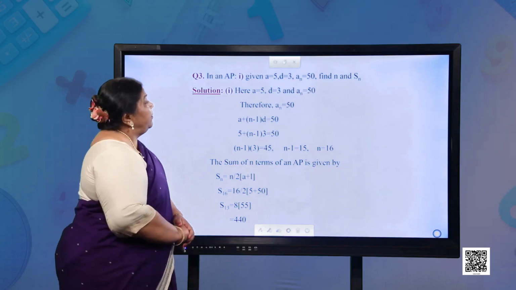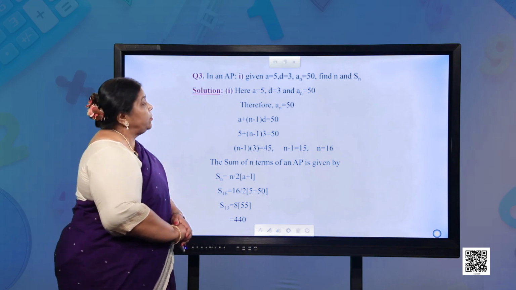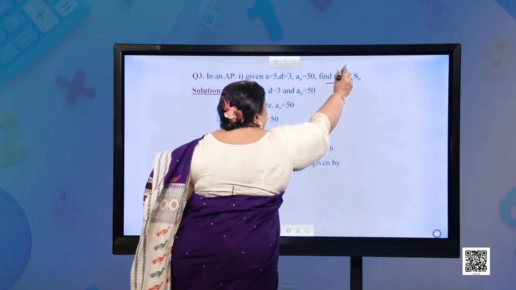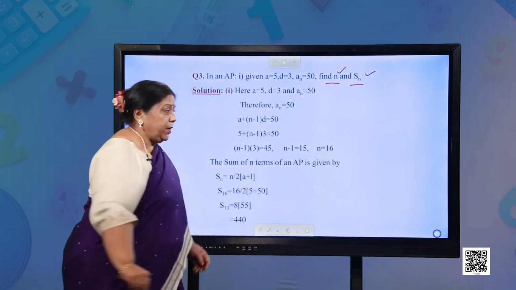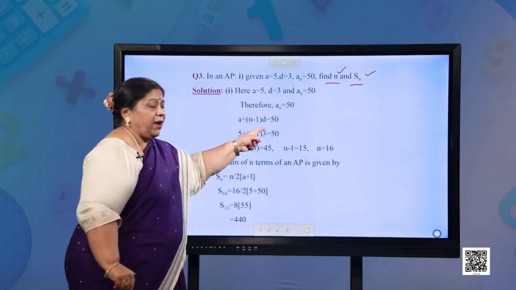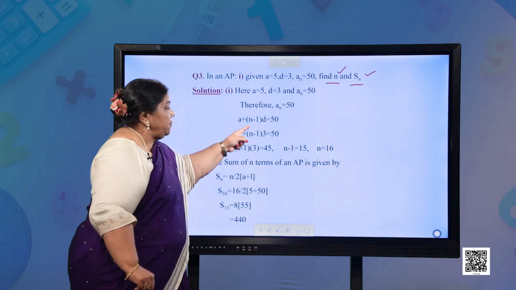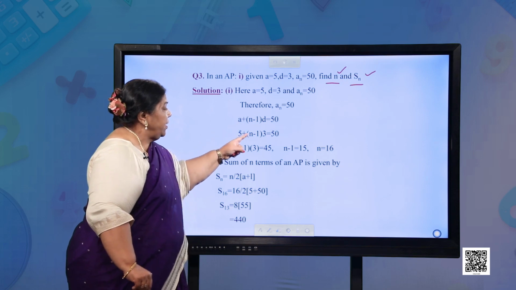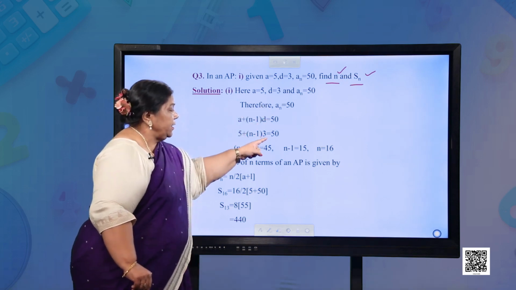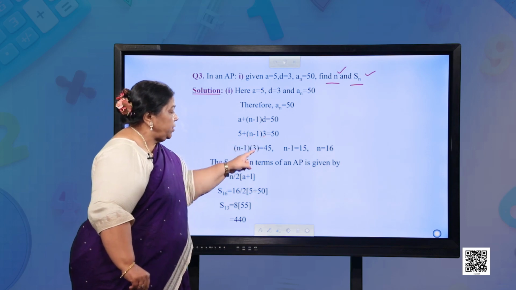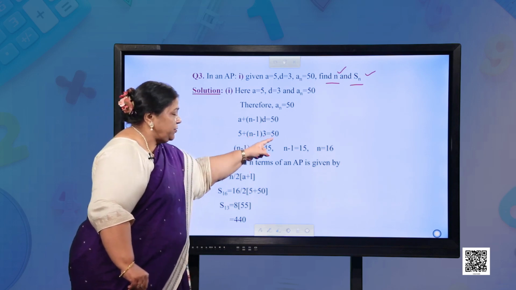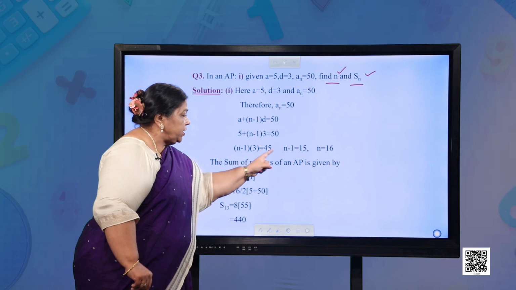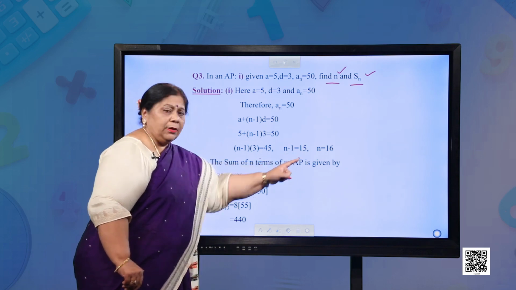In an AP, we are given A is equal to 5, D is equal to 3 and An is equal to 50. We are required to find out n and Sn. Okay. So, we know the formula for n terms, it is A plus n minus 1 into D is equal to 50. What is the value of A? We are substituting the value of A as 5, n minus 1 into D is 3 is equal to 50. So, n minus 1 into 3 is equal to what is 50 minus 5? It is 45. So, n minus 1 is equal to 45 upon 3 is 15. So, n is equal to 16.